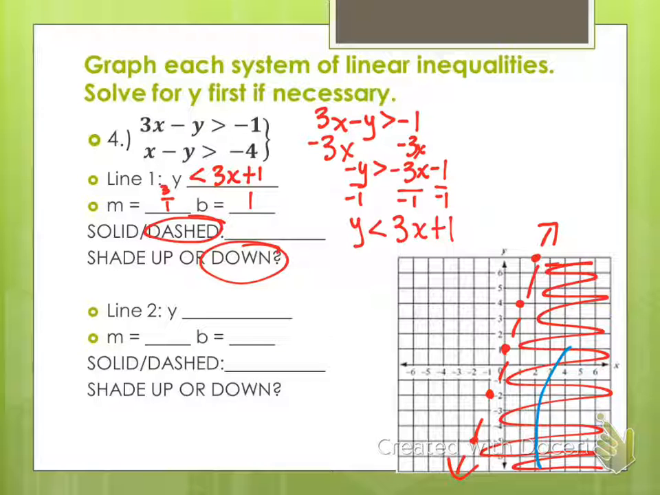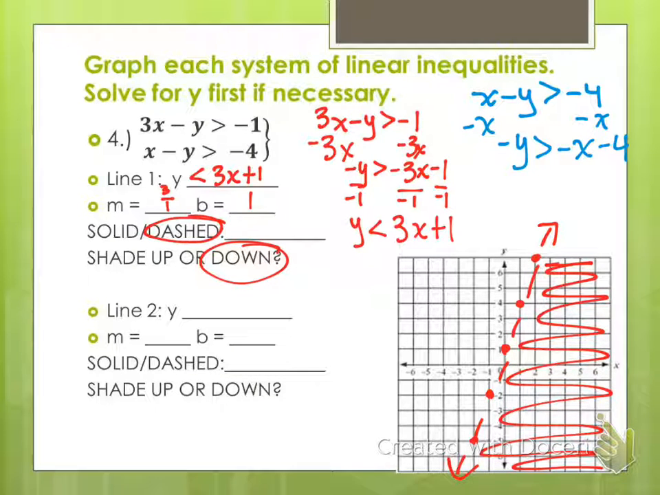For our second line, we've got x minus y is greater than -4. Logan, what should I do to get y alone? Good, we subtract the x on both sides. -y is greater than -x minus 4. What else do I need to do, Logan?